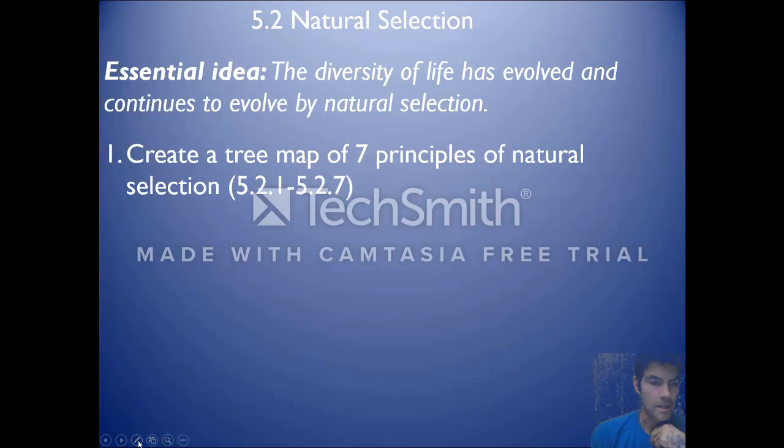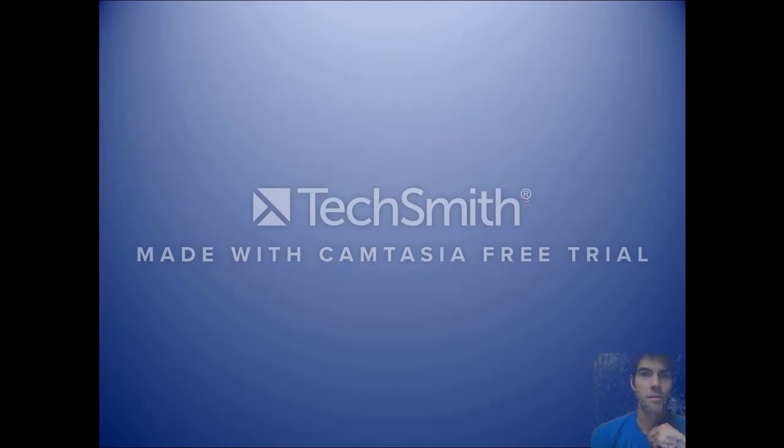Okay, so natural selection. I'm only using my mouse tonight, so bear with me. I'll try to do this writing as well as I can, but there are 7 principles. Let's make a little tree chart here.